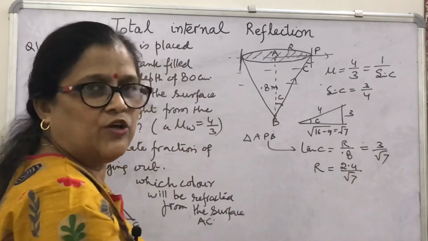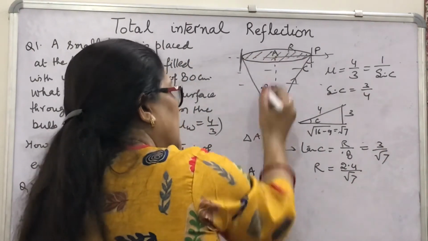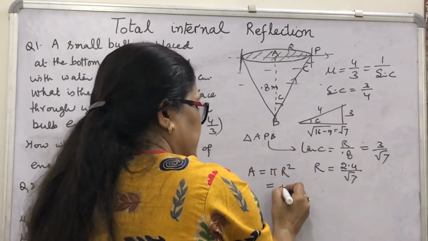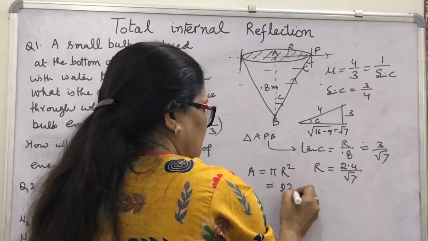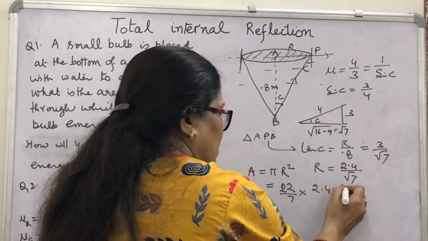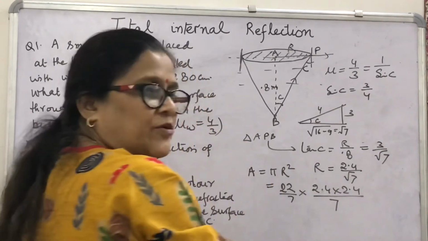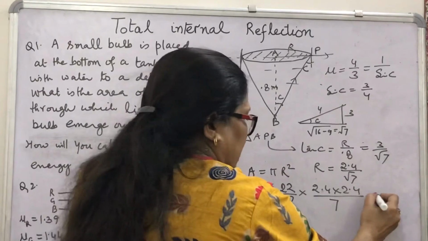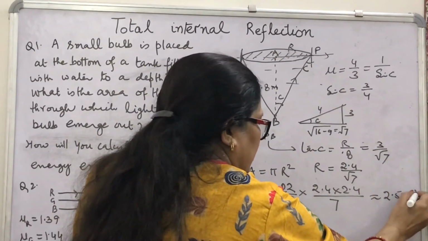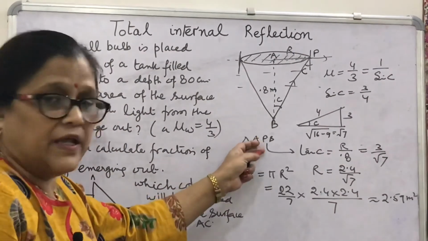What will be the area of the circle? You can find the area, this one, pi r square. So it will be pi, that is 22/7, into r square, so 2.4 into 2.4 upon 7. This root will be removed. So you can calculate, it comes out to 2.59 meter square. So in this way the area can be calculated.